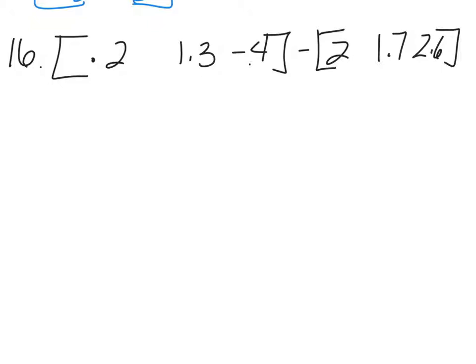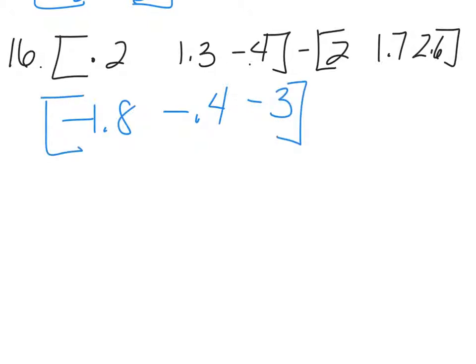So 0.2 minus 2 would be negative 1.8. 1.3 minus 1.7 is negative 0.4. Negative 0.4 minus 2.6 would be negative 3. And I am fine with no work on those because they're simple.